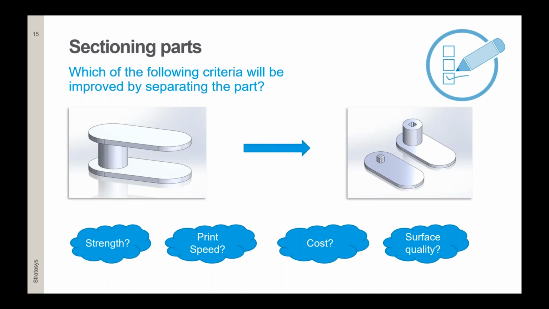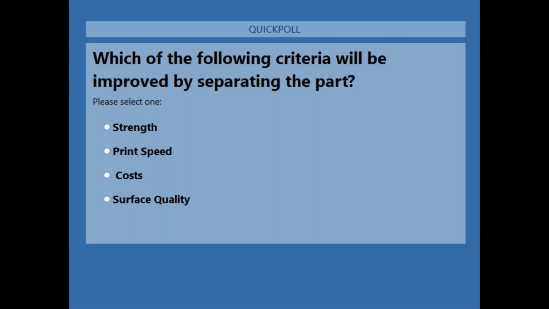Stefan, if you can start the poll, I would like to see the answers from the audience. Yes, I will just launch the poll now. Please select whatever you think. It's supposed to be multiple choice, but I'm seeing it's select one. So just select the one that you think is mainly improved by sectioning the part. If you are in full screen mode, please leave full screen mode in order to be able to click.